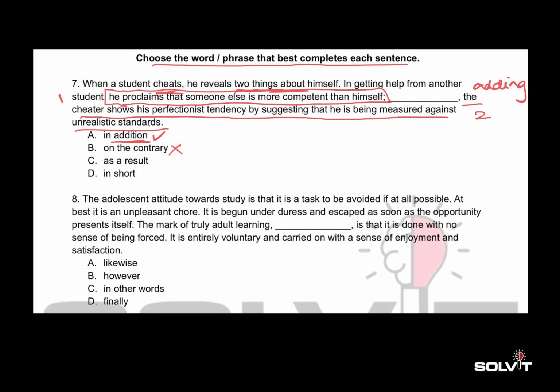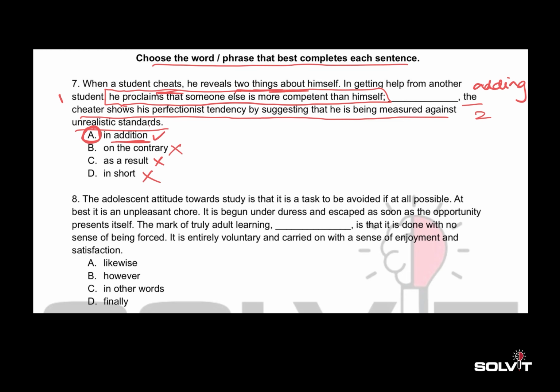So that is not happening over here. As a result, are we concluding something over here or are we summarizing something over here? No, we're not. In short, are we summarizing something over here? No, we're not. So the correct answer is A, because we are building upon an idea that has been previously mentioned. Let's look at number 8.